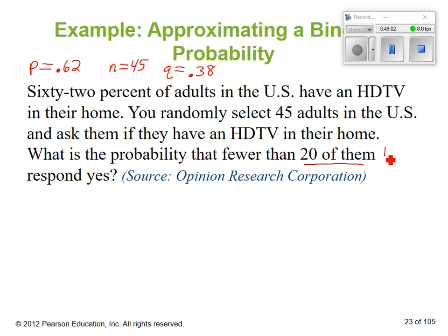So we want the probability less than 20. If our probability is less than 20, that's what we want. So you start with 19 or you put that in. So again, when we're looking at it, we can find our mean. First, let's find our mean. What's our mean?